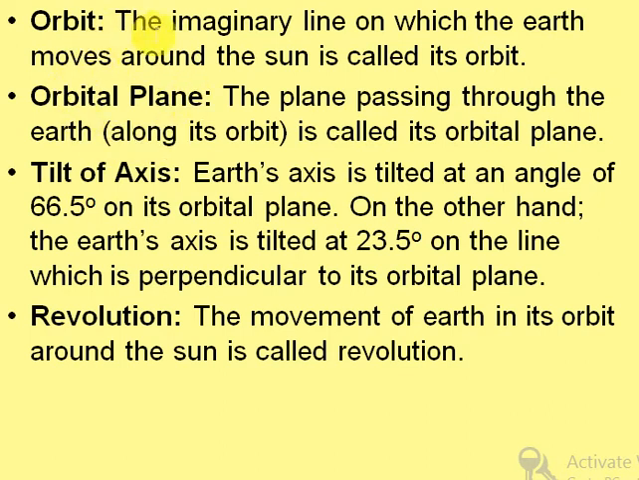Now let us discuss the orbit. The imaginary line on which the Earth moves around the Sun is called its orbit. We have already discussed the orbital plane. The plane passing through the Earth along its orbit is called the orbital plane. Tilt of axis: Earth axis is tilted at an angle of 66.5 degrees on its orbital plane. On the other hand, the Earth axis is tilted at 23.5 degrees on the line which is perpendicular to its orbital plane. Revolution: the movement of Earth in its orbit around the Sun is called revolution.